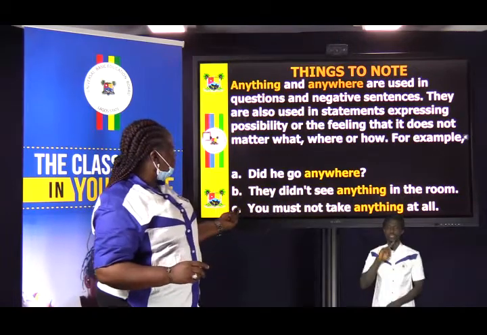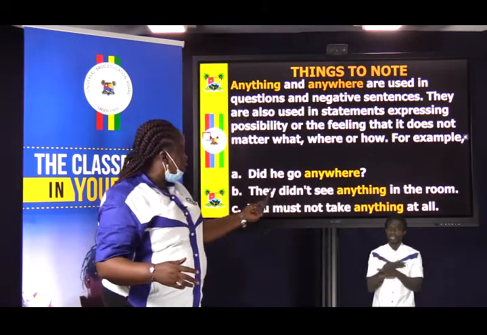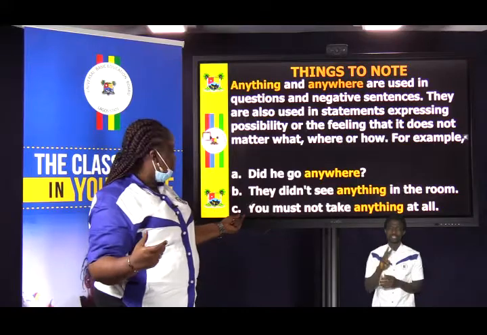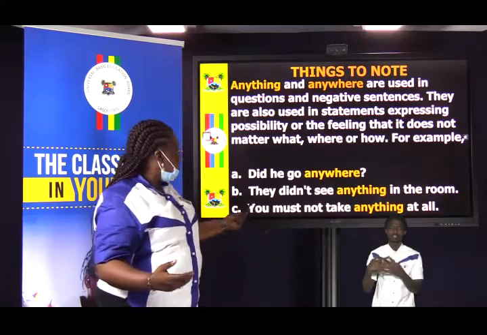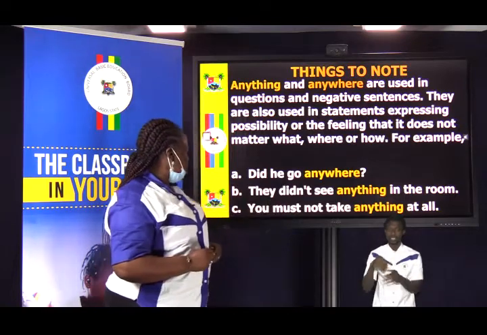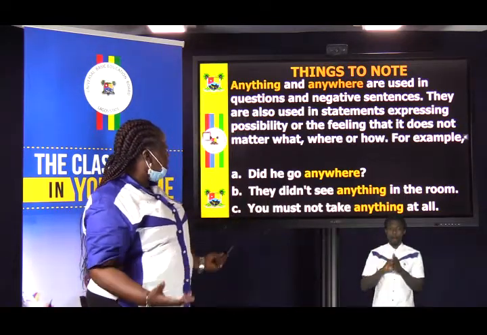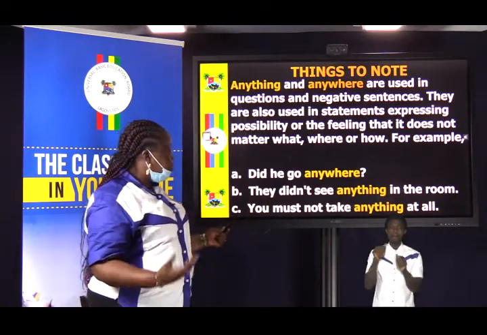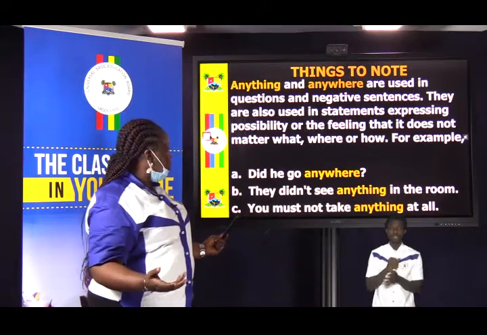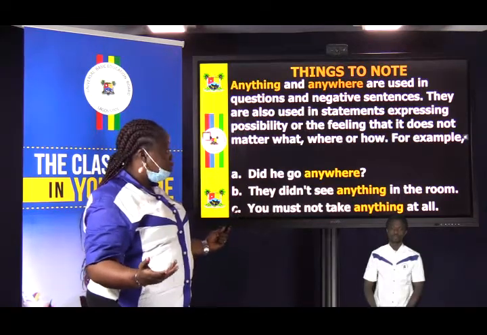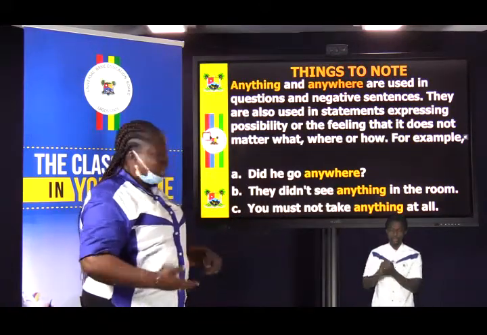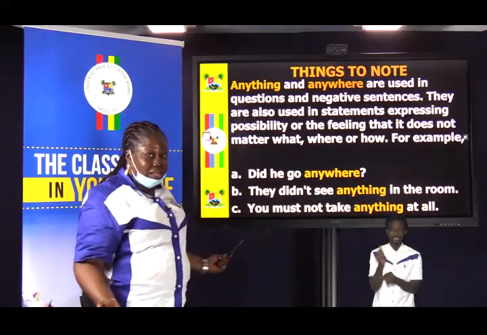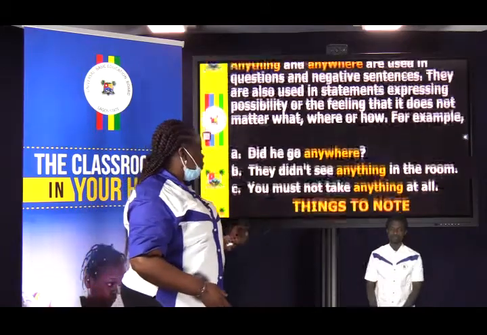The second one is talking about negative sentences. They didn't see anything in the room. And the third example is expressing possibility or the feelings that it doesn't matter, that it does not matter what, where, or how. That is, you must not take anything at all. Anything at all. Are we together?